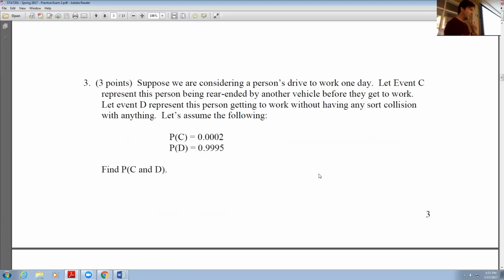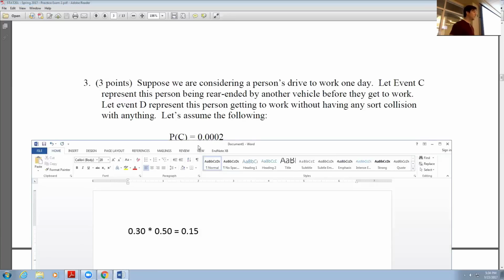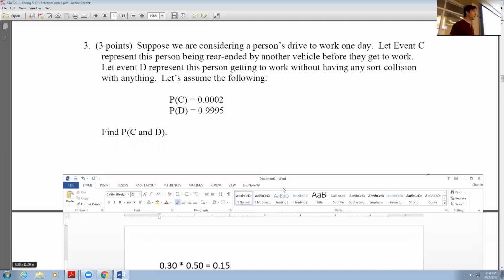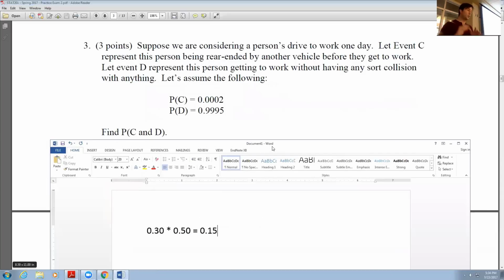But I want you to think about this for a moment. You're going to make one drive to work. You could get to work safely, or you could get rear-ended. And by safely, we mean you don't get in any sort of collision, as it says. Is getting to work safely dependent upon getting in an accident? So what do you know about these two events? Correct, they are disjoint. And since they are disjoint, they are very what?